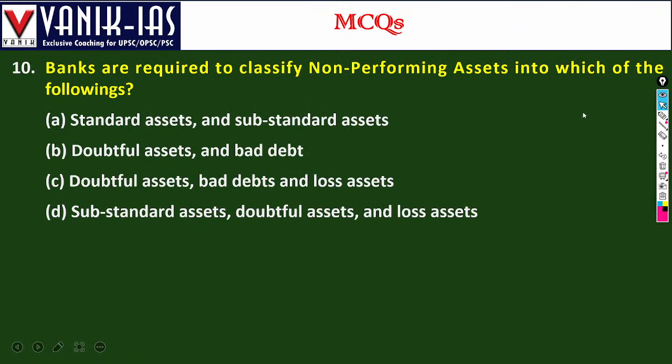Banks are required to classify non-performing assets into which of the following? Standard assets, substandard assets, doubtful assets, and bad debt; doubtful assets, bad debts, and loss assets; or substandard assets, doubtful assets, and loss assets. Banks classify non-performing assets into substandard assets, doubtful assets, and loss assets.